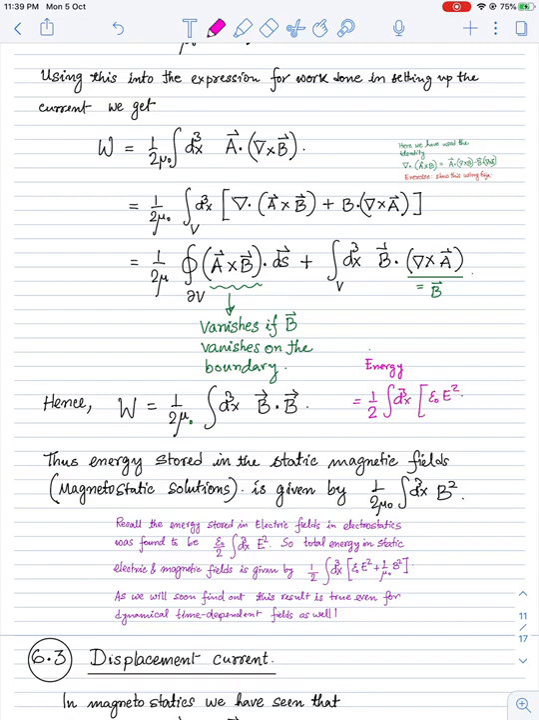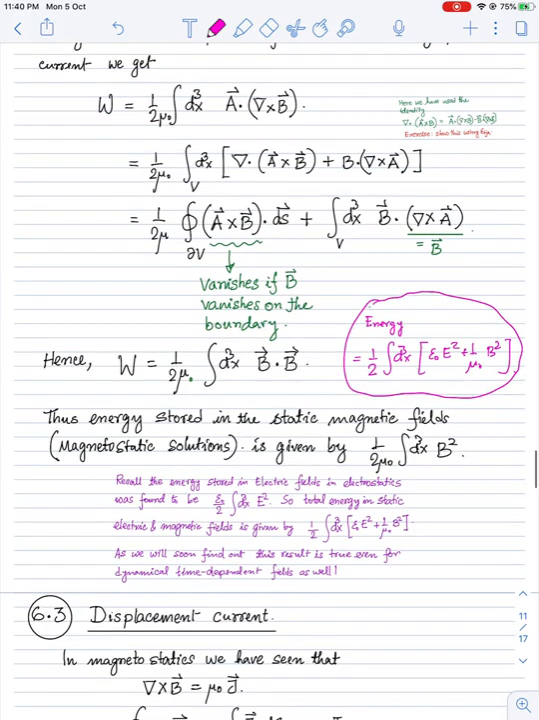So there's this factor of half, the volume integral, and then epsilon naught E squared plus 1 over mu naught B squared. As we'll see later, this is the expression for energy in complete dynamical situations as well. Although we have argued for it till now for electrostatics and magnetostatics separately, this is going to be the expression for energy in complete dynamical situations as well. We'll see that very soon.